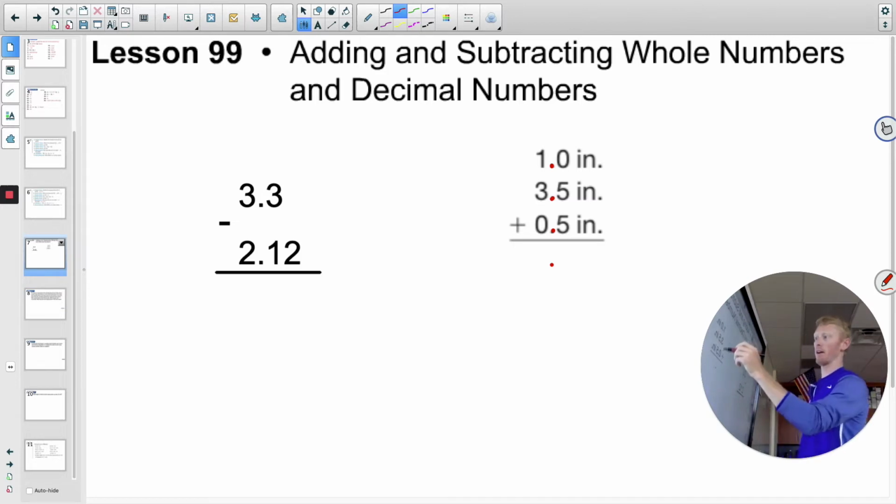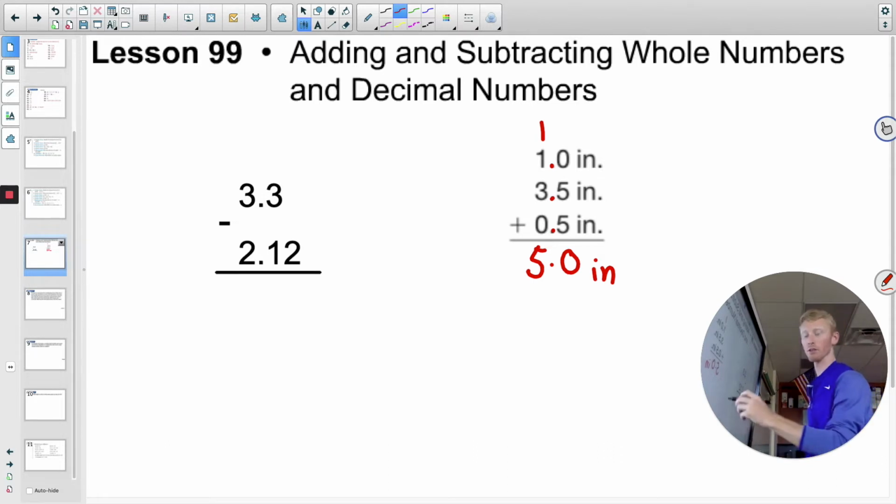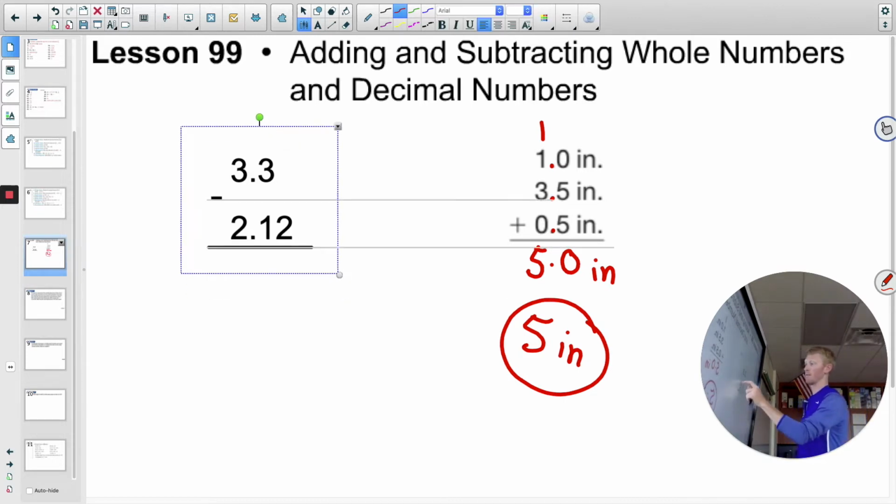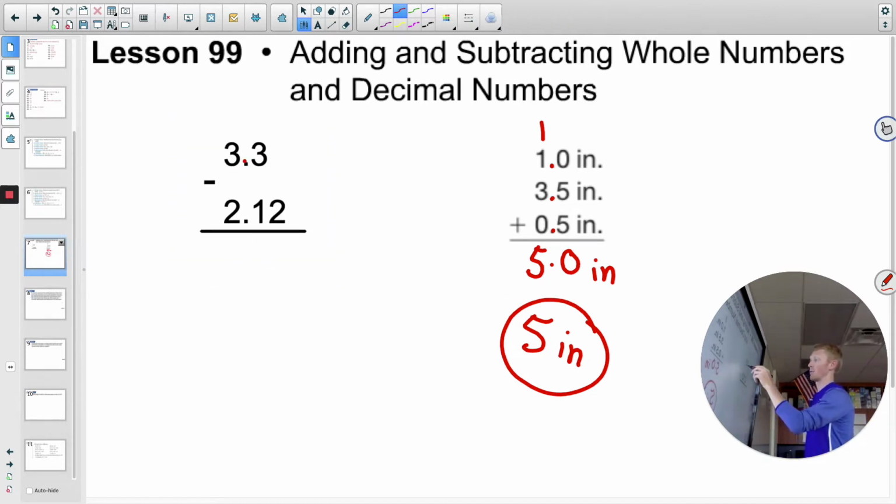All right, so I have 5 plus 5 plus 0, that gives me 10. 1 plus 1 is 2, plus 3 is 5. 5.0 inches. Or you can just write it like this, 5 inches, and you're done. Subtraction, same for subtraction. Make sure that these are both lined up in the same column. And then you can subtract like any other number. First step, put your decimal at the bottom here, and then do it like any other problem.